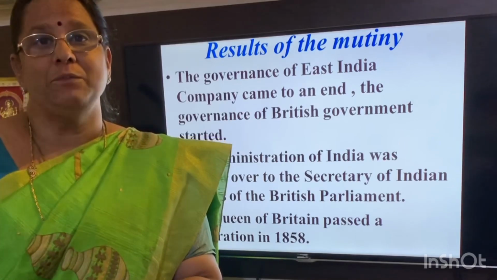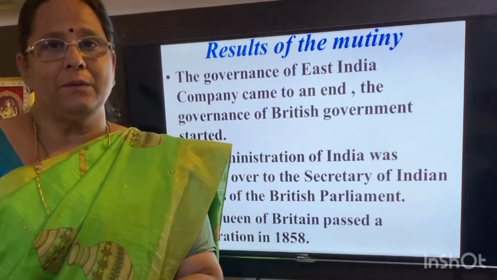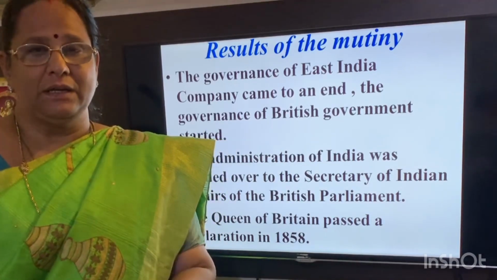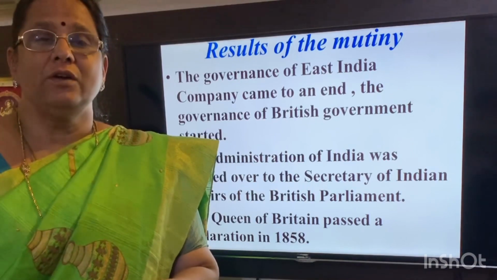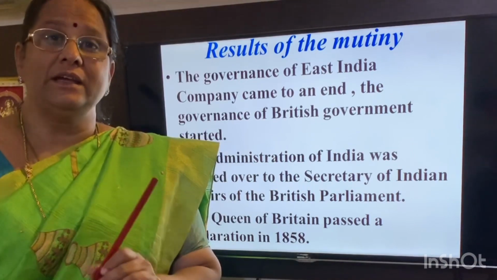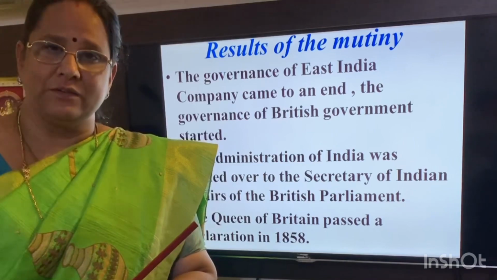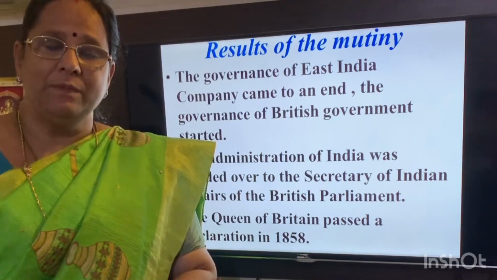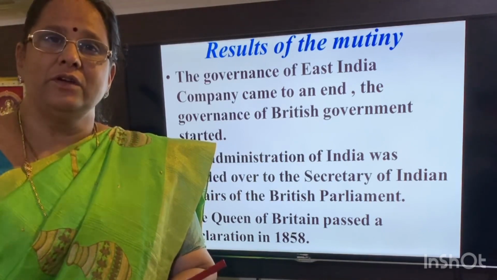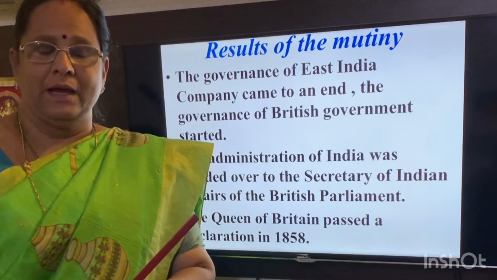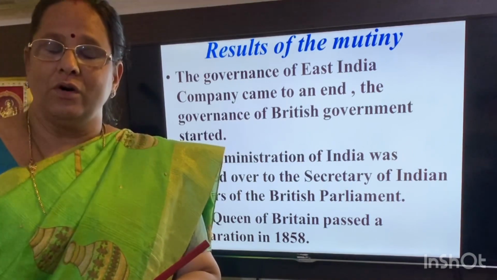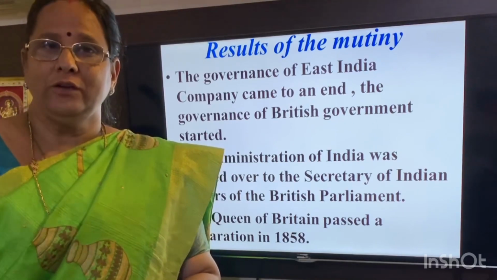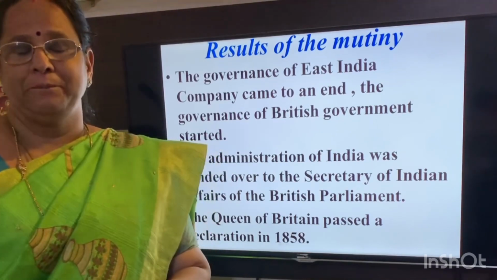Next one is regarding administrative activity. In the administrative activity, all the administrative activity was completely concentrated in the Secretary of Indian Affairs. He had taken charge of administrative activities. All the administrative activity from now onwards will be concentrated in the Secretary of Indian Affairs. And the last one is the Queen of Britain passed the declaration in 1858. According to this, we have 5 points to learn.